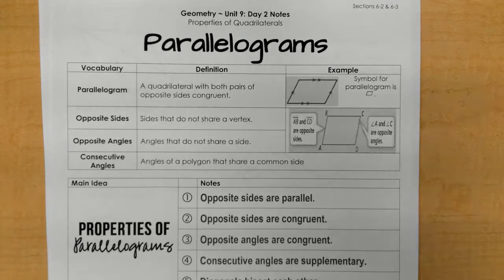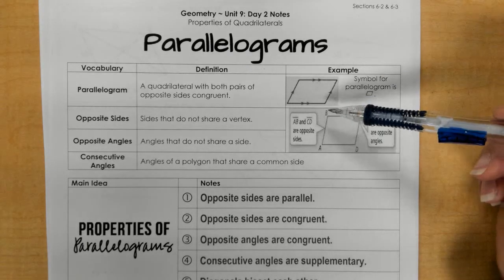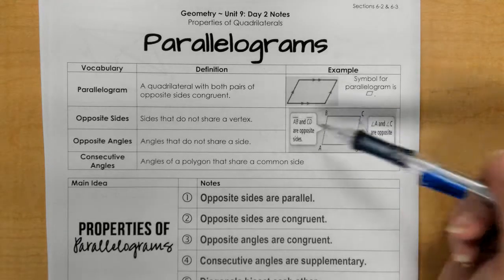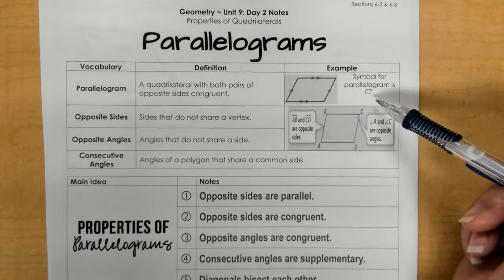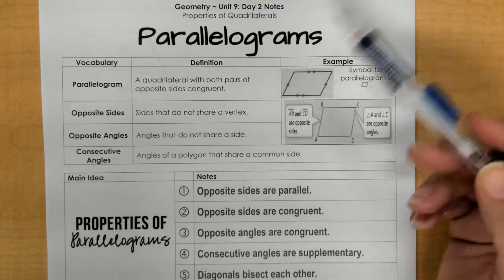For day 2 notes, we have many different topics that we're going to cover, many different types of quadrilaterals. So the first quadrilateral we cover is parallelograms. Parallelograms, they look like a rectangle that's been tilted to the side. And here you see there's a symbol for that. It's just a tiny little parallelogram.